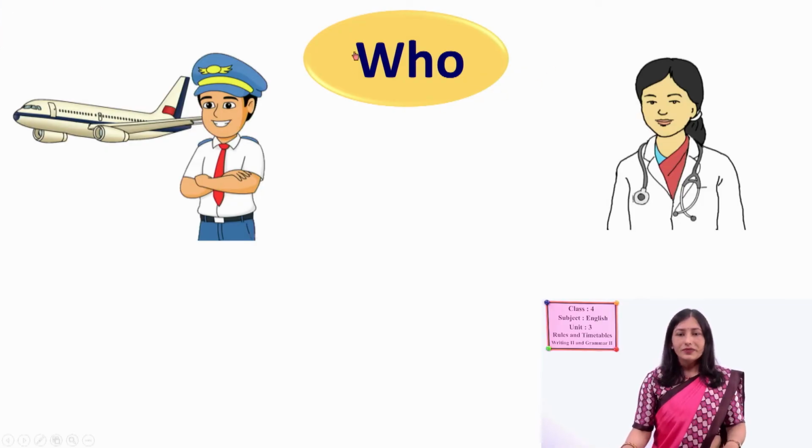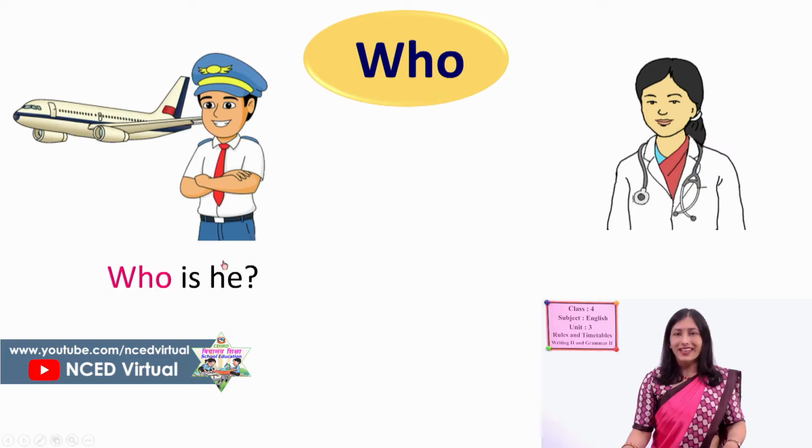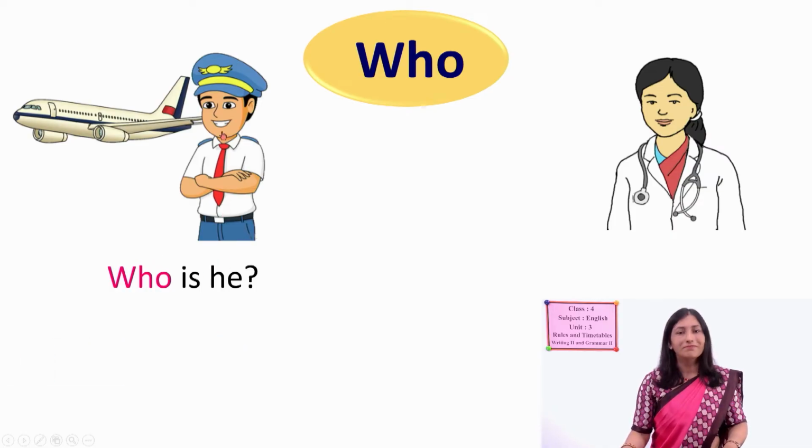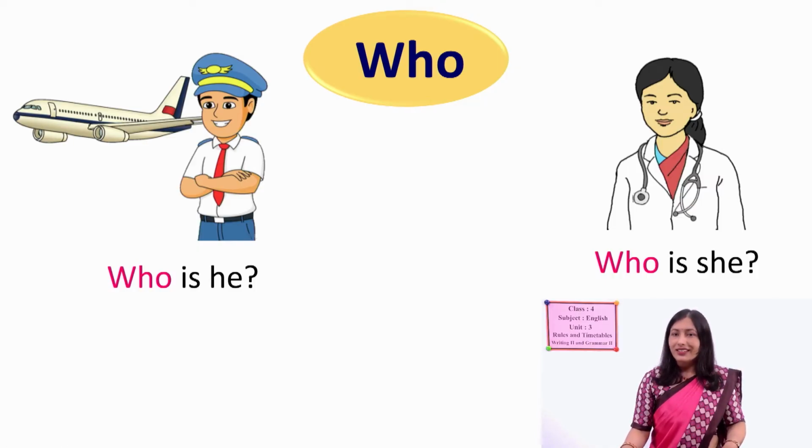Look here, the first question word is who, and you can see two pictures. How do you ask a question looking at these pictures? Good. Who is he? And what is the answer? Pilot. And who is she? What is the answer? Nurse or doctor. You can say doctor. That's fine.